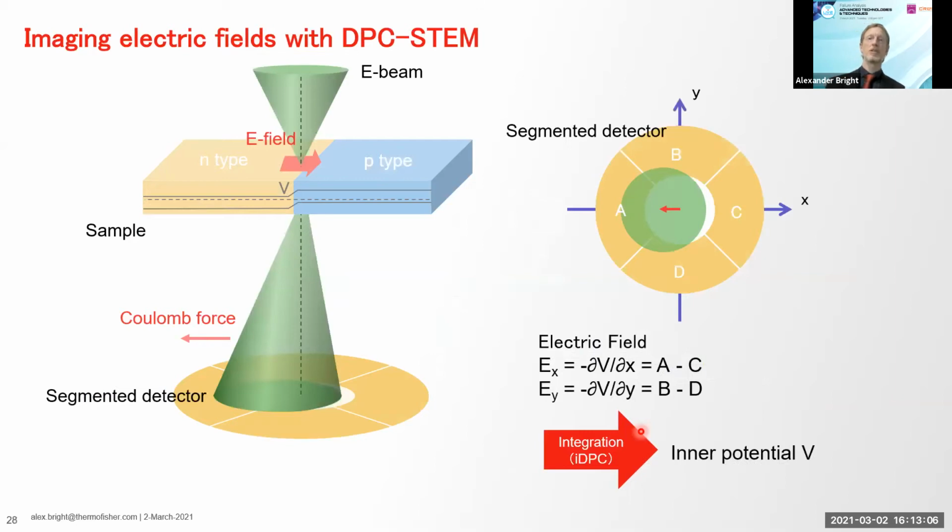An alternative approach is to actually visualize the electric fields that are generated at a PN junction, and we can do this using DPC STEM. So DPC uses, instead of a round detector, a 4-segment detector. So these are 4 different detectors, and with 4 detectors we can measure the shift of the STEM disk, which is caused by passing through electric fields within the sample. So this allows us to measure the electric field, and also by integration to measure the inner potential in the sample.